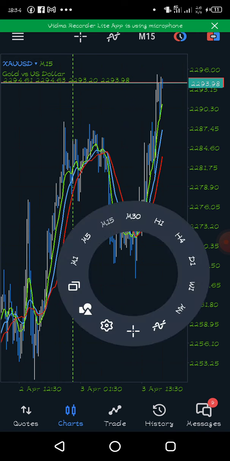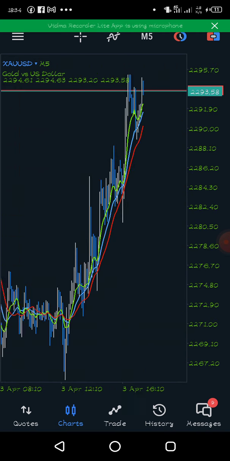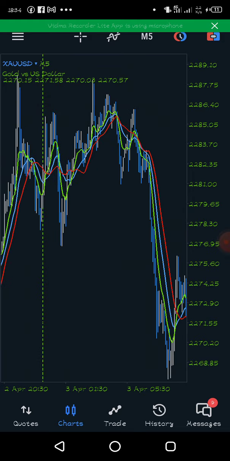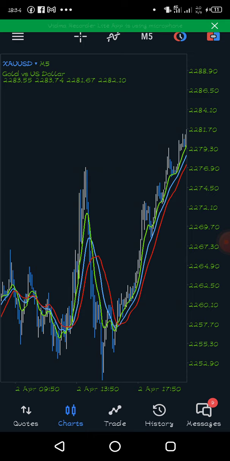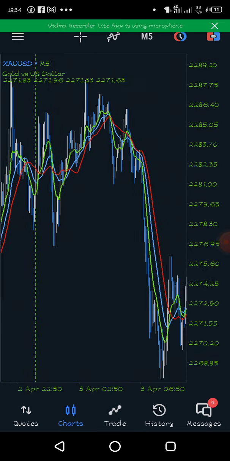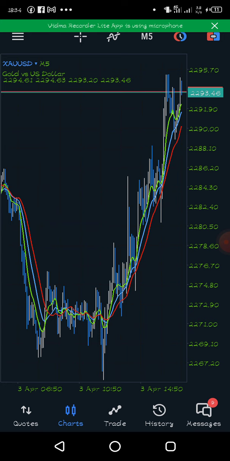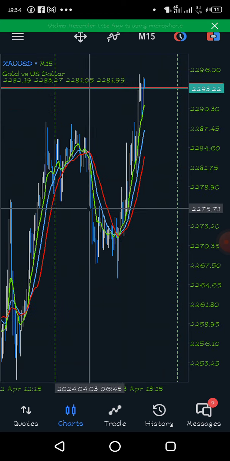Now, this can be good in 5 minutes. It gives you an early entry, but in 5 minutes, many times you have a lot of false signals, a lot of choppy markets that you need to consider before you enter trades. Now, on 15 minutes, you can easily look out for the Asian, London, and New York sessions or breakouts and trade them.